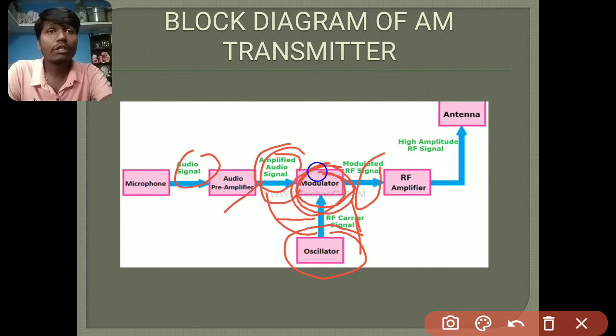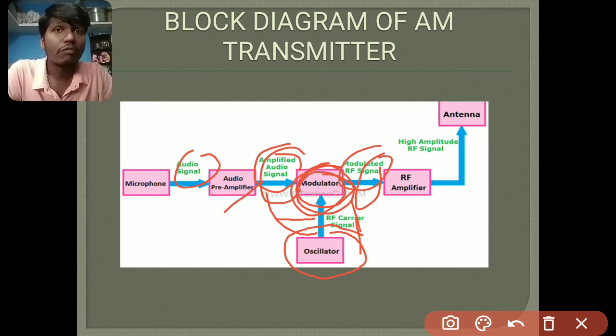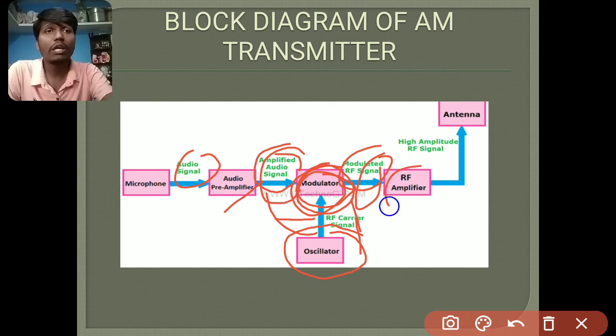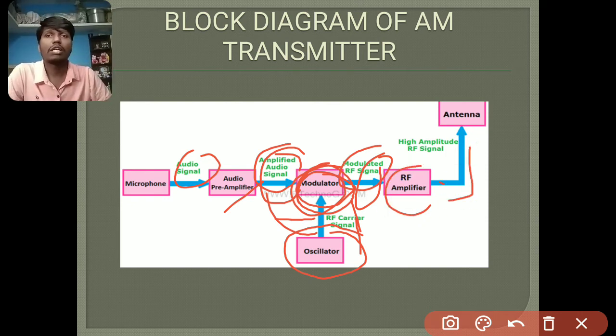The modulator works on the modulation process, and from the modulation we get the output, a modulated radio frequency signal. But the radio frequency signal is weak, so the RF amplification process increases its strength. We get the output from the RF amplifier, then the high amplitude RF signal goes to the transmitter antenna.